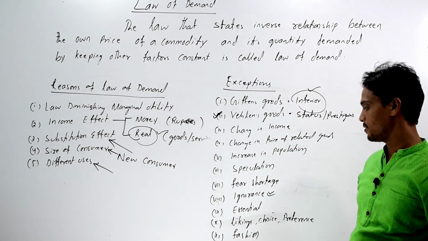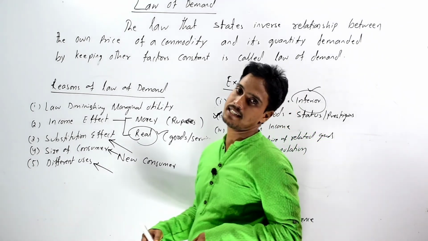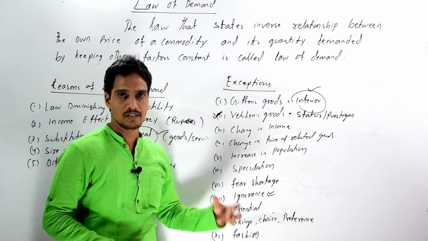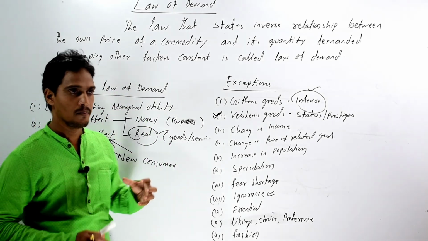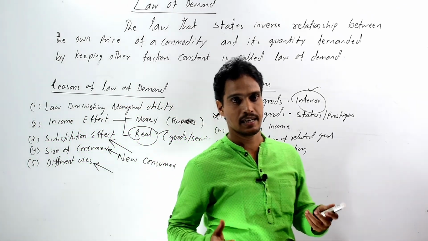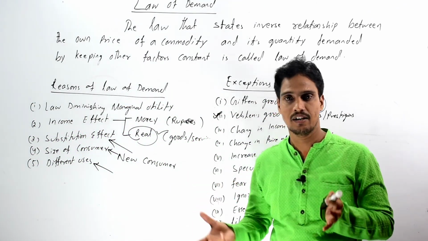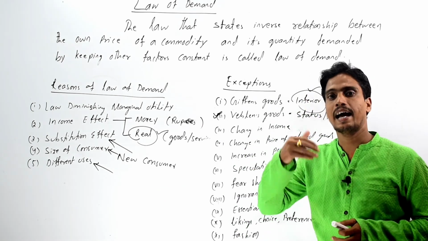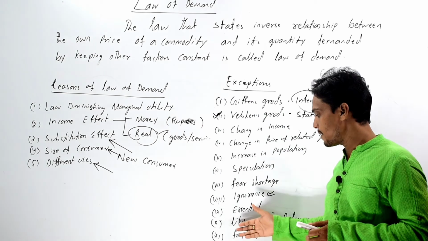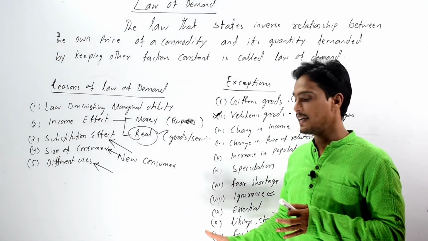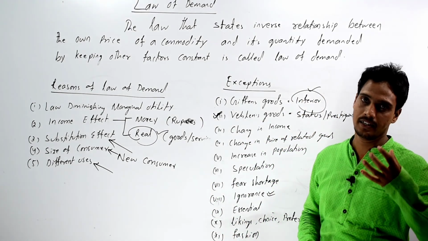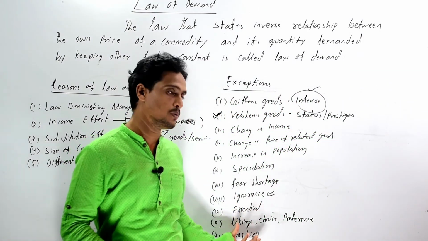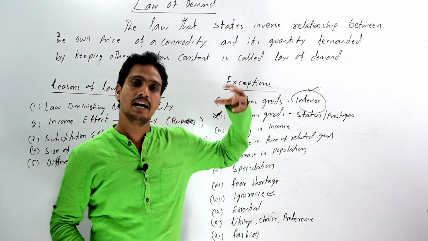Then come to the last but not the least exception to the law of demand, that is fashion. Some consumers, due to fashion, may demand a particular commodity at a higher price. So the law of demand does not operate in case of fashion, because people will demand such a commodity at the higher price.